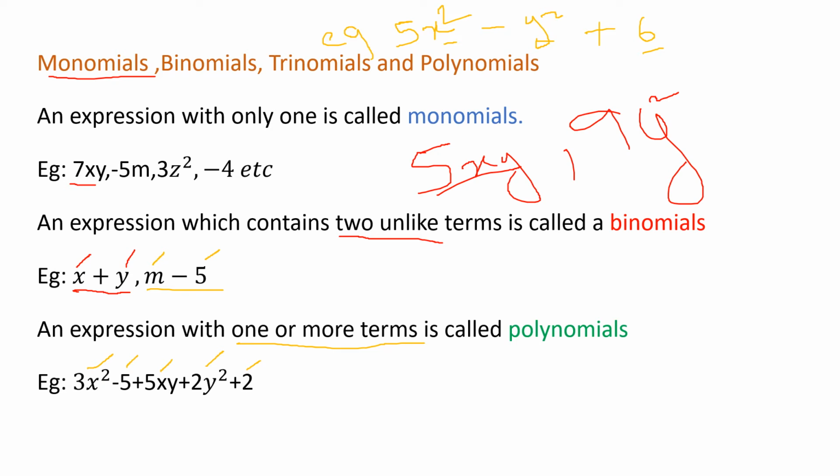Monomial means what? Only one term. Binomial means you will have two terms. Trinomial means you will have three terms. Polynomial means you have more than two terms. Okay. So what are the things we have learned? We have learned about coefficient, then like and unlike terms, then monomial expression, binomial expression, trinomial expression and polynomial expressions. Is it clear, children? Now let's see some exercise problems.